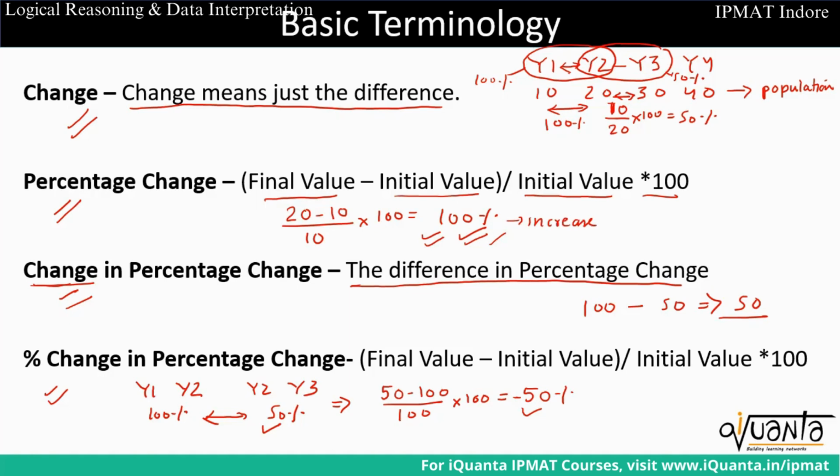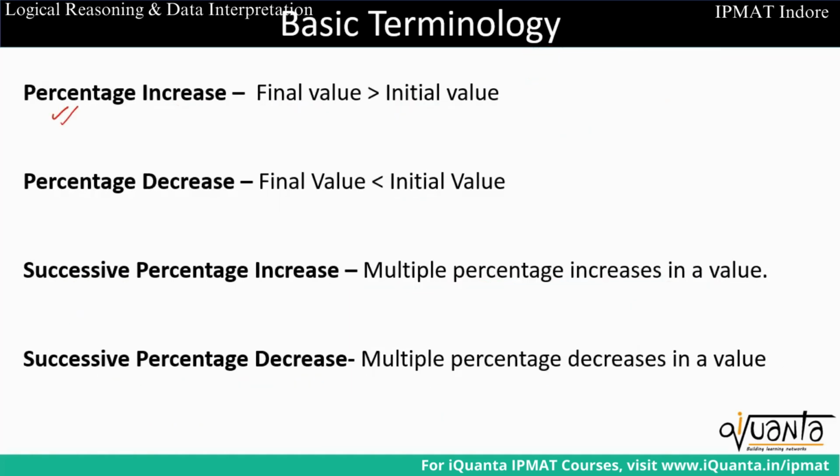Let's go through a few more terms. So now we have percentage increase. Whenever the final value is greater than the initial value, there will always be a positive percentage change, and I have told you that positive percentage change means increase. The next term is percentage decrease. Whenever the final value is less than the initial value, then there's a negative percentage change, which means it is a decrease.